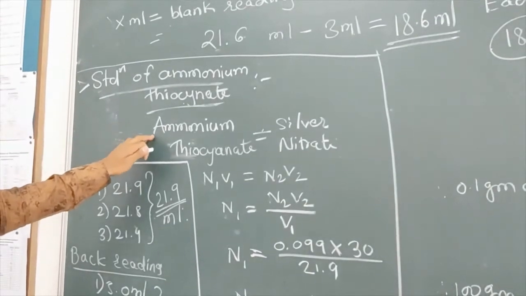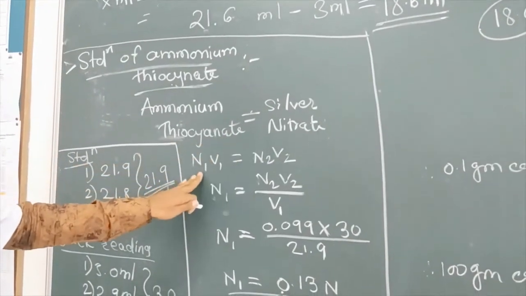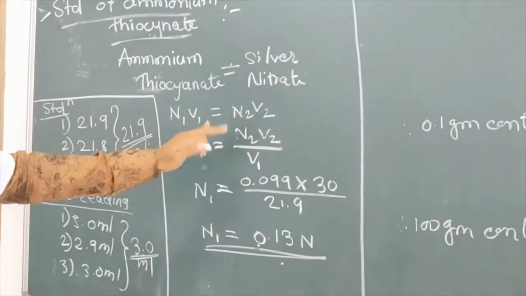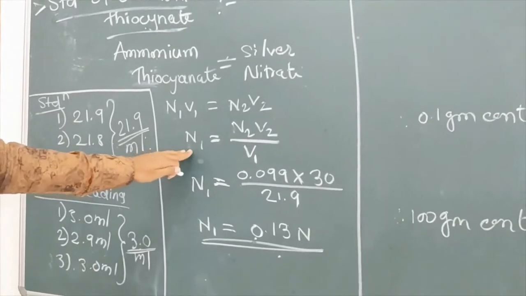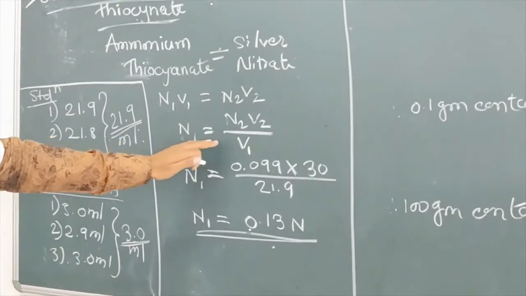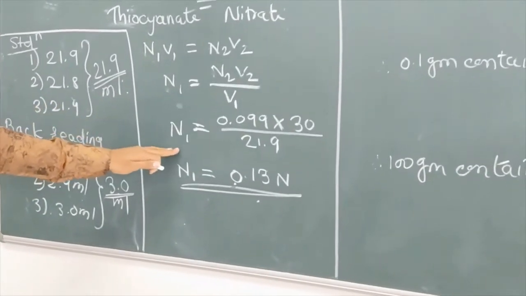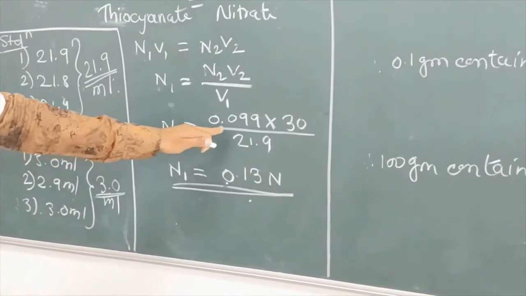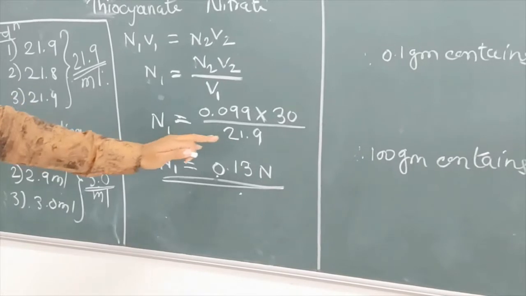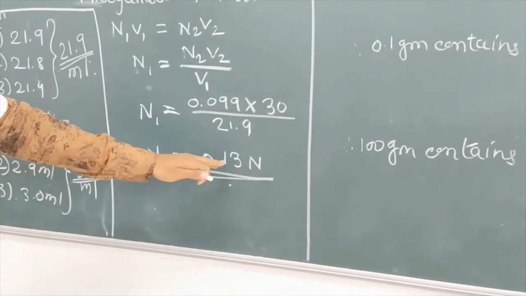Standardization of ammonium thiocyanate: ammonium thiocyanate is equal to silver nitrate. Formula is N1V1 is equal to N2V2. We have to find out N1. N1 is equal to N2V2 divided by V1. Then put the values in the formula. N1 is equal to 0.099 into 30 divided by 21.9. The answer is 0.13 normal.